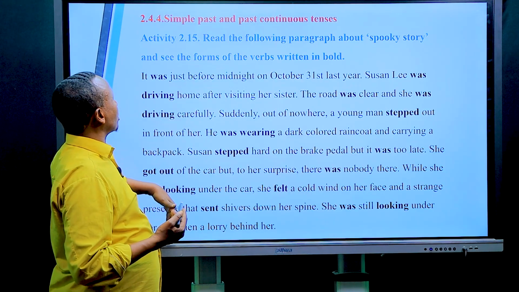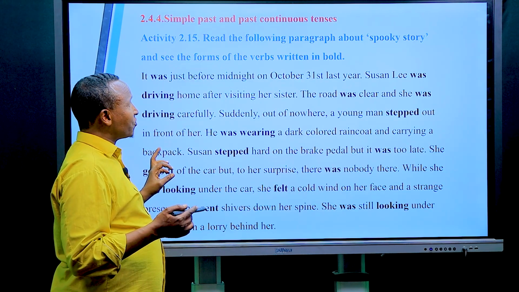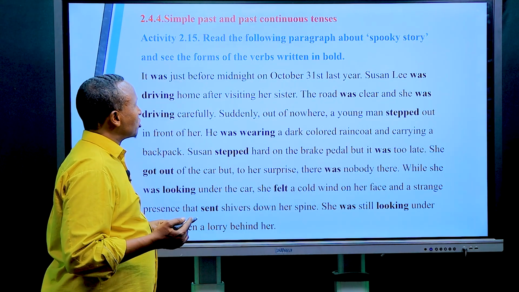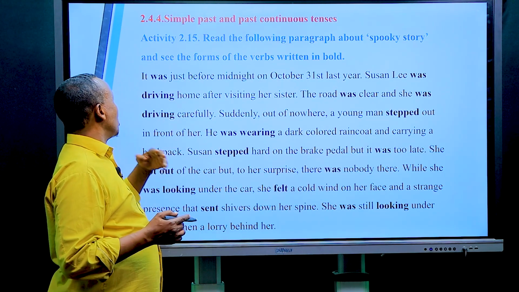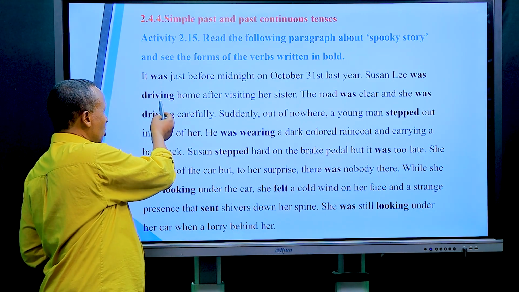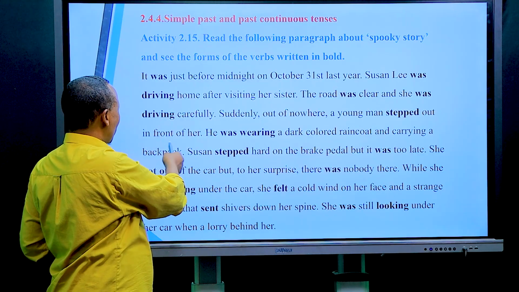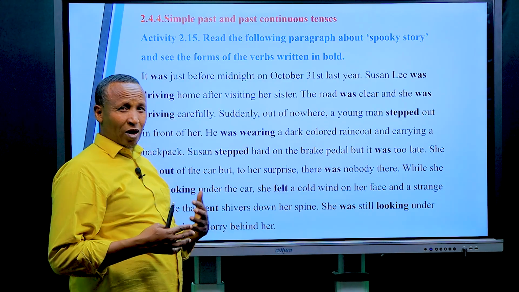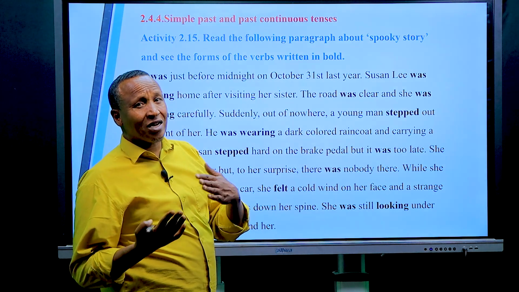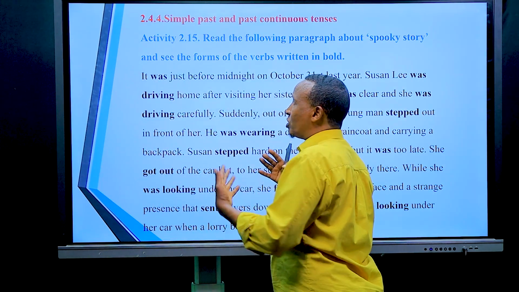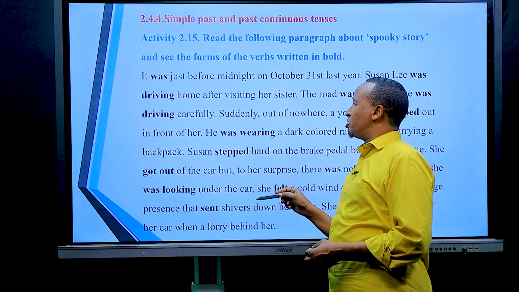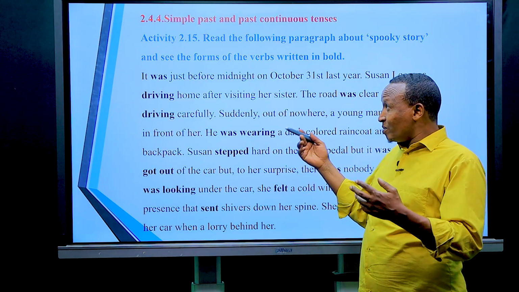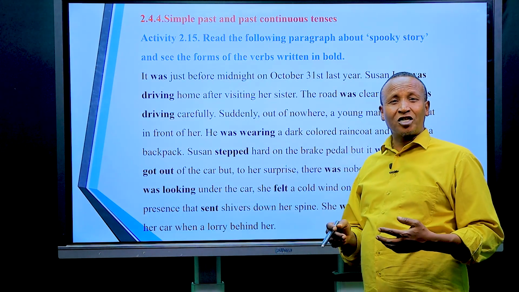But in this context, waxayna la diray activity waxa weeyaan, read the following paragraph about spooky story and see the forms of the verbs written in bold. Bal verbabka boldiga ku qoran ee madowga ah, like was driving, was wearing, stabbed, got out, was looking, sent. Verb walba oo in a bold ku qoran halkeen geyn karnaa means maxaan ku tilmaami karnaa? In your reading in this paragraph, identify which verbs are expressing past continuous tense. At the same time, find out verbs that express simple past tense.